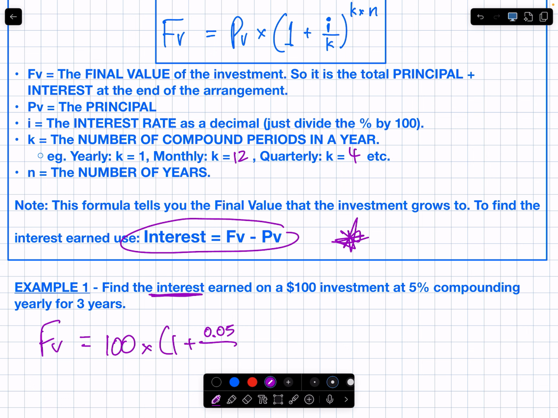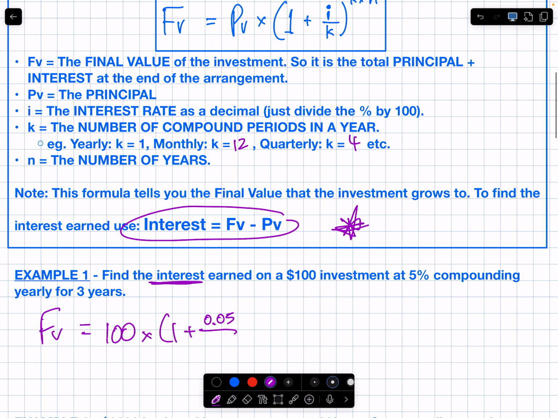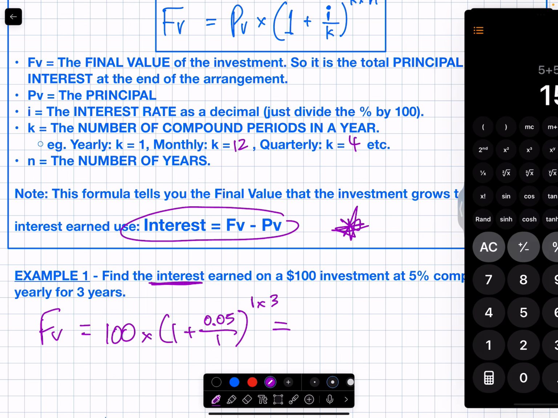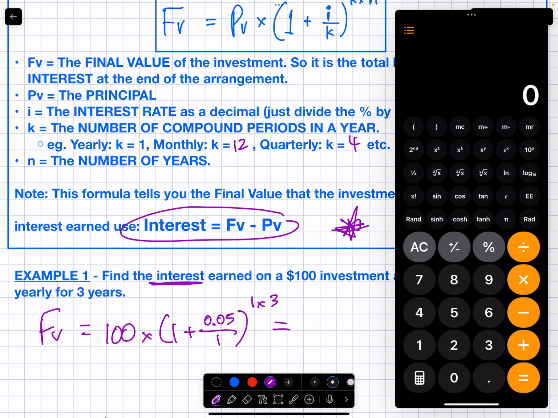If it's compounding yearly, how many times does a year happen in 1 year? Once. That's my k. And then to the power of 1 again times by n, is the number of years. How many years was the arrangement for? 3.